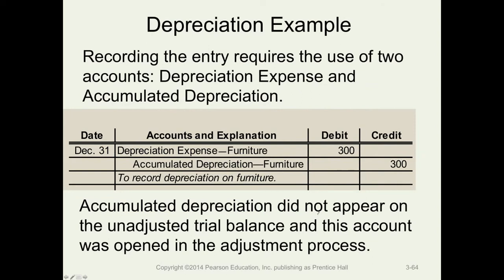So we make the journal entry for the adjustment by debiting depreciation expense and crediting the accumulated depreciation. And if you go back to the unadjusted trial balance, this is a new account that we had to place on the unadjusted trial. It's open in the adjustment process.